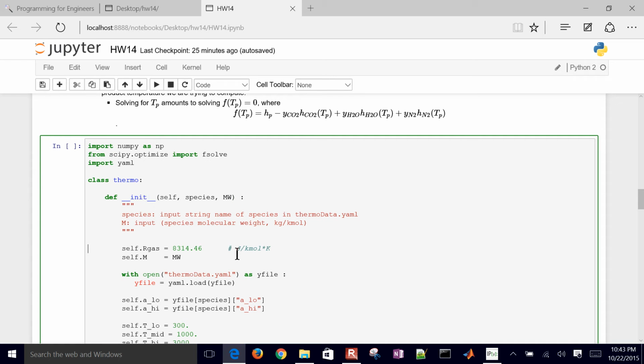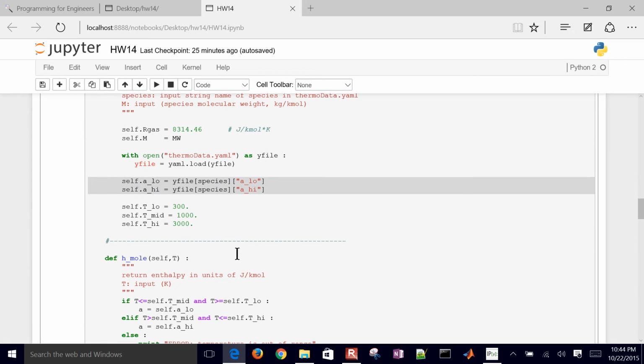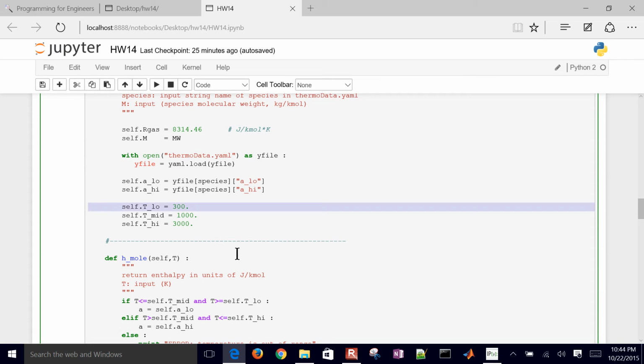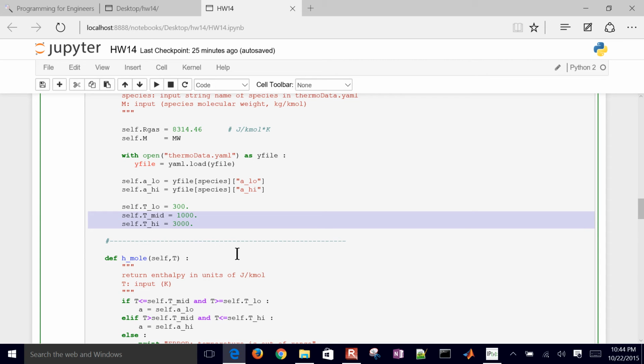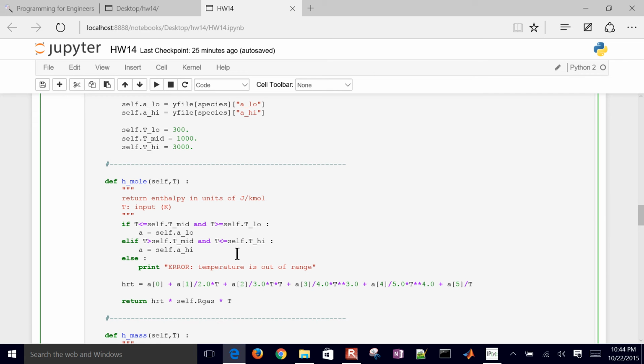Okay, and we're going to be defining the universal gas constant, the molecular weight, and then here's where we load in the YAML file, so that needs to be in your directory as well. And then we're just going to define for different temperature ranges these A low and A high. Okay, so A low, that's for the heat capacity and enthalpy between 300 and 1,000, and then A high is between 1,000 and 3,000.